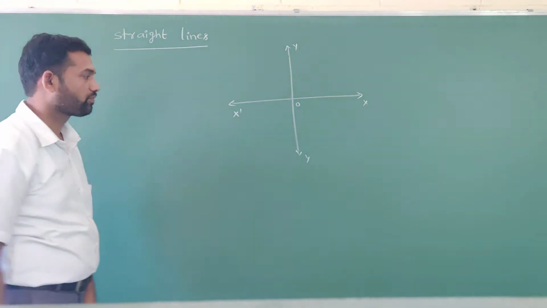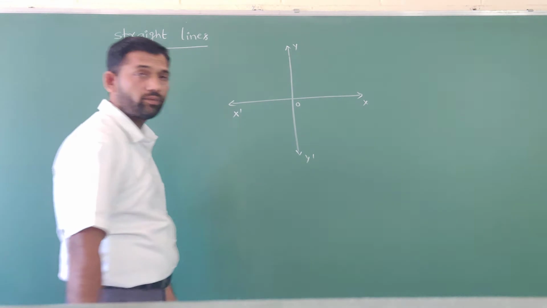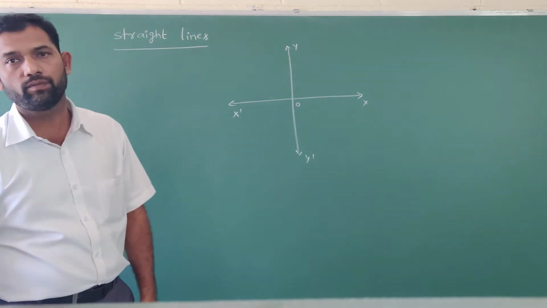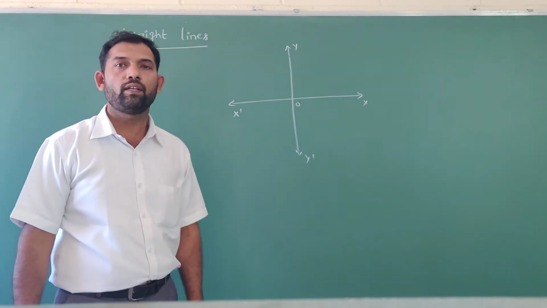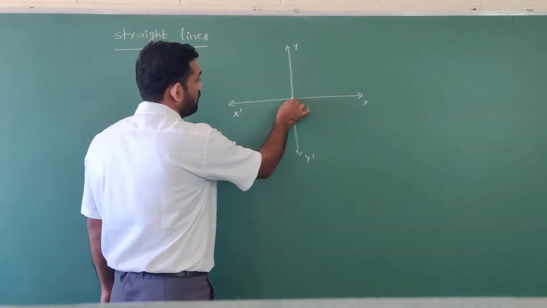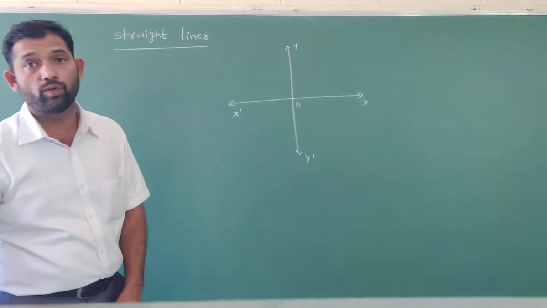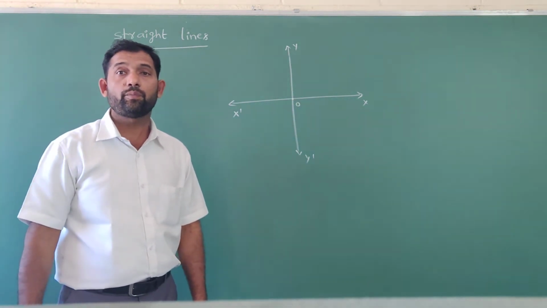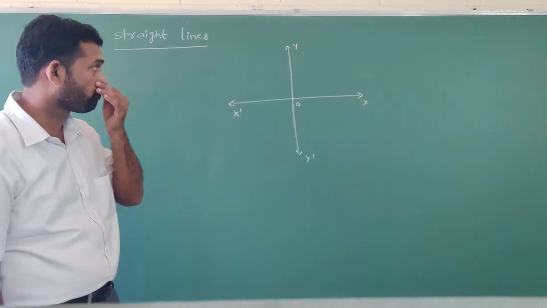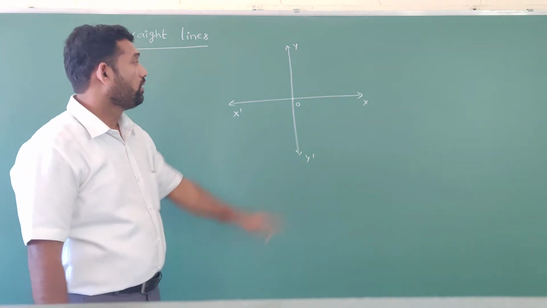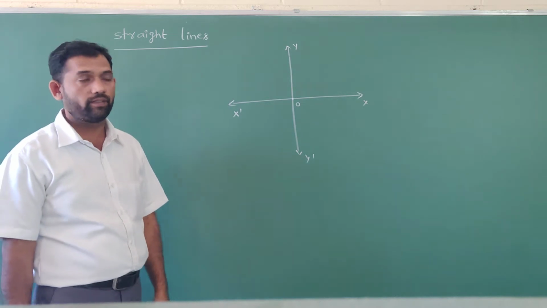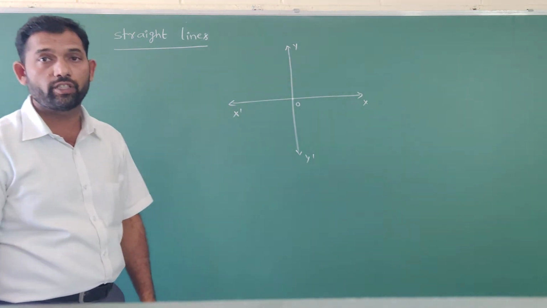This is XOX' and YOY'. Two lines are mutually perpendicular, intersecting at O. That intersecting point is called origin. So XOX' is nothing but the X axis and YOY' is nothing but the Y axis.